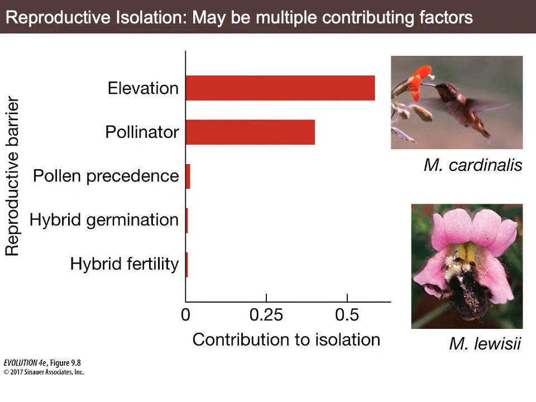In this case, this example provided by your text, we have two different species of Mimulus, a genus of flower, that are pollinated by different species. So Mimulus cardinalis is pollinated by hummingbirds, and Lewisii is pollinated by insects. Okay. Now I want you to think about how Lewisii pollinate one another. How does pollen get from one Lewisii to another? It's carried by a bee.